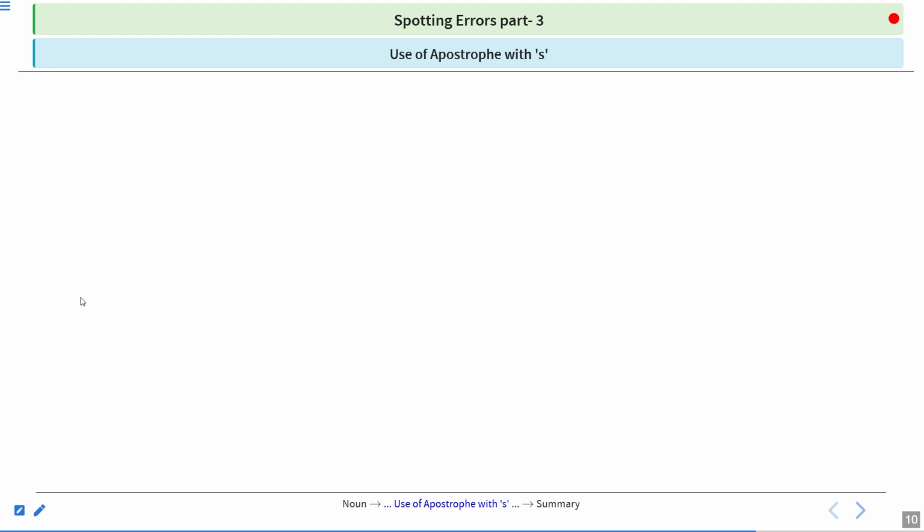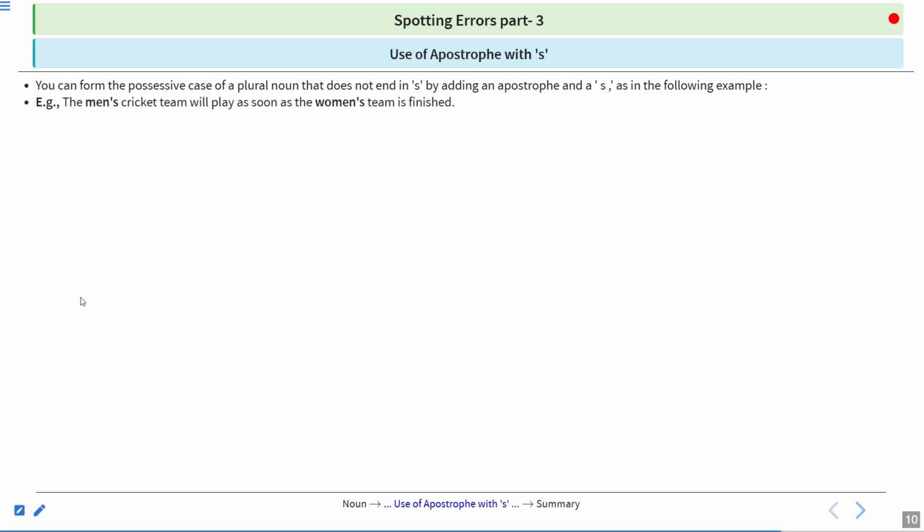Use of apostrophe with s. You can form the possessive case of a plural noun that does not end in s by adding an apostrophe and s, as in the following example. The men's cricket team will play as soon as the women's team is finished. So here we have used apostrophe s.